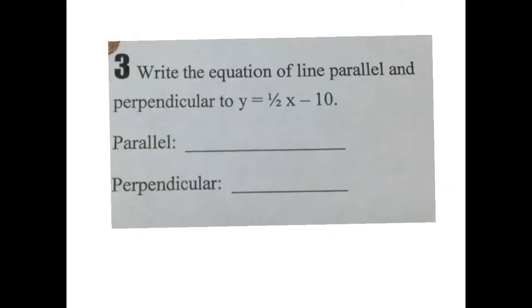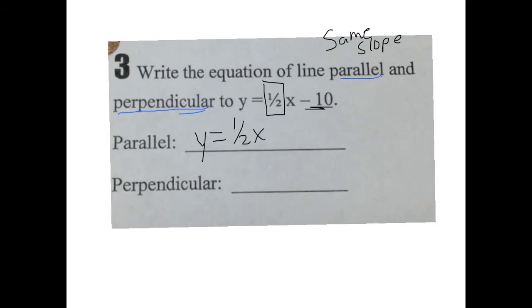Write the equation of a line parallel and one perpendicular to y equals half x minus 10. Okay? So parallel, we learned the other day, means same slope. So here is the slope. So I just need to write an equation that has the same 1/2 in front of the x. So y equals 1/2 x. I just need to make sure this part's different so that it's not the same line, so I can do plus 8 or plus anything I want to do. So this one is parallel because these two have the same slope.